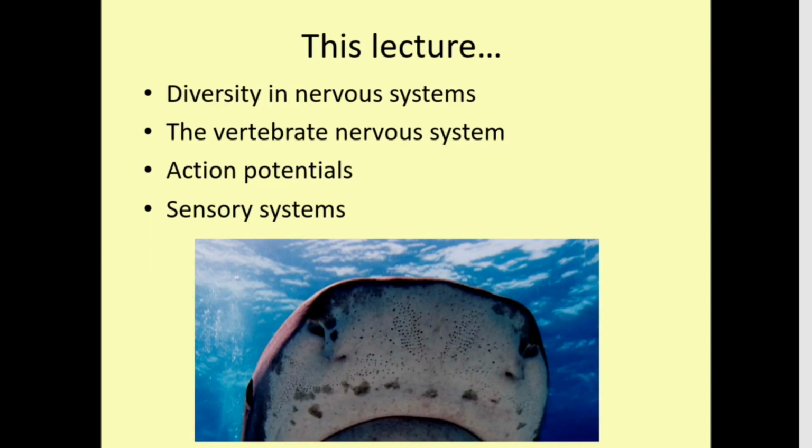So during this session, we're going to have a look at diversity in nervous systems, so different types of nervous system in different animals. Then we're going to focus specifically on the vertebrate nervous system. And then we're going to go on to talk about action potentials, which is how nervous systems actually function. And then we'll go on to look at some of the main sensory systems that we see within animals.